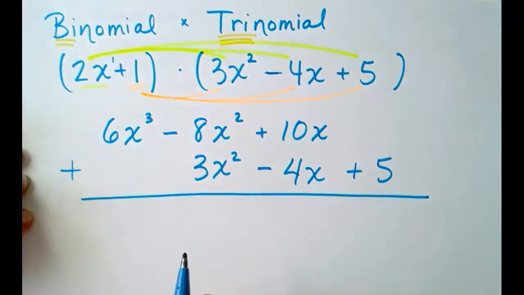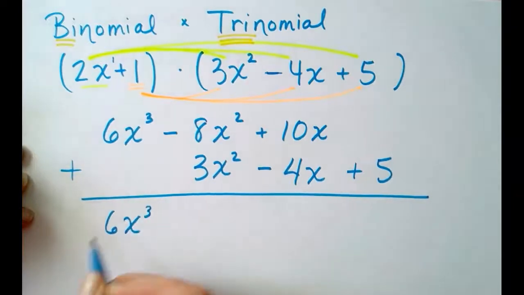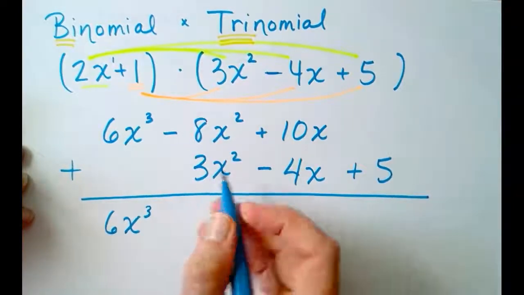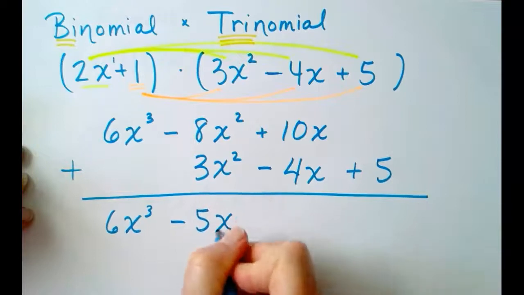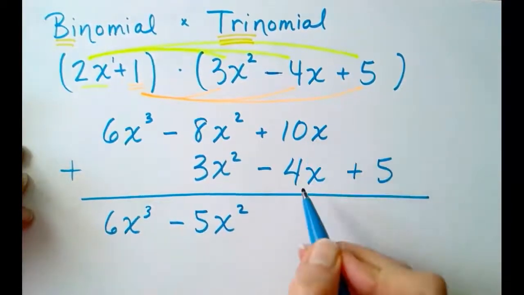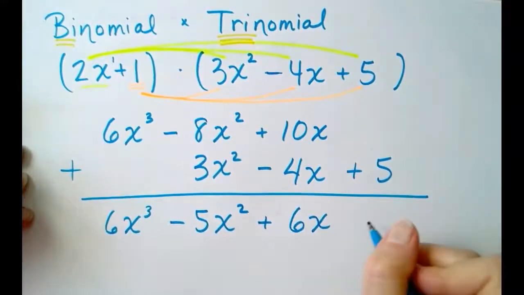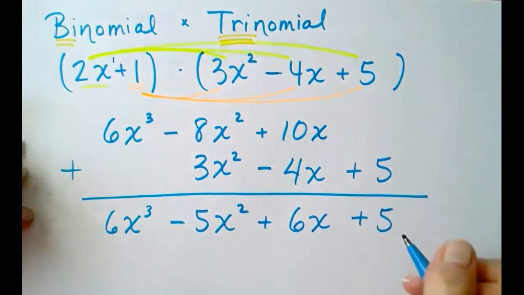Now remember, when we add, the exponents never change when we add. Exponents only change when we multiply or divide. So 6x cubed, a negative 8 and a positive 3 is minus 8x squared, or minus 5x squared. A positive 10 and a negative 4 is a plus 6x and a plus 5.